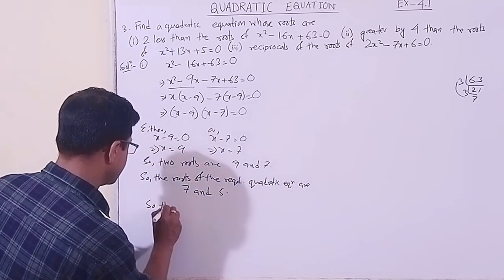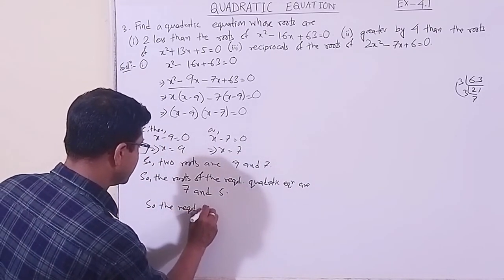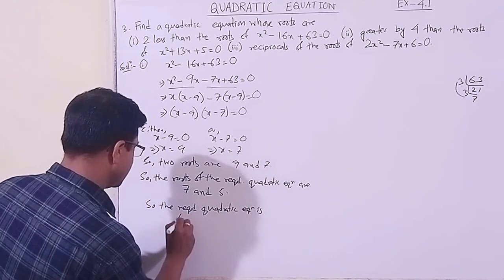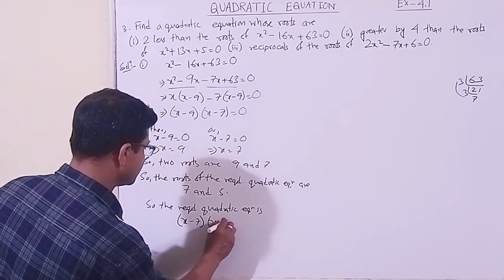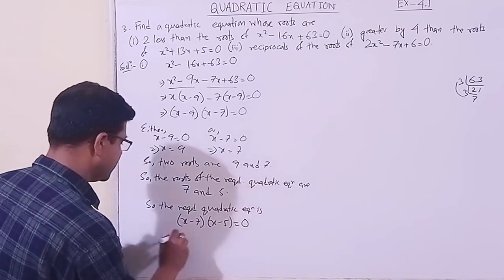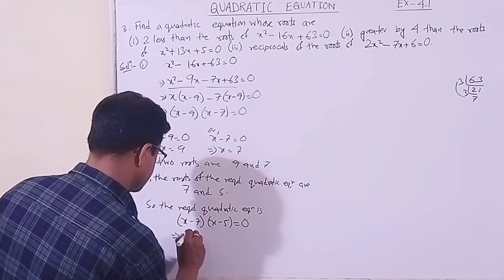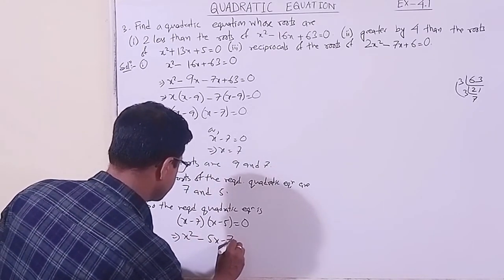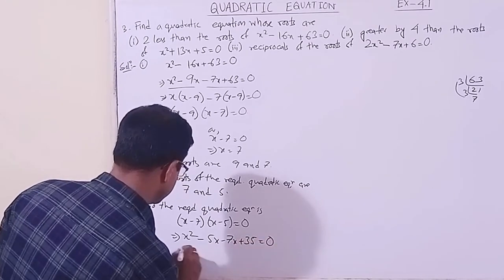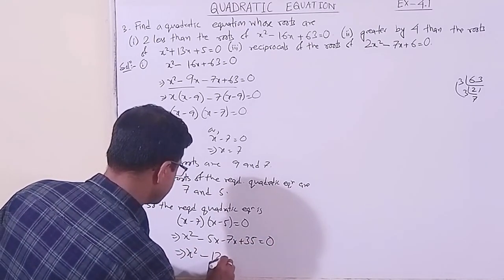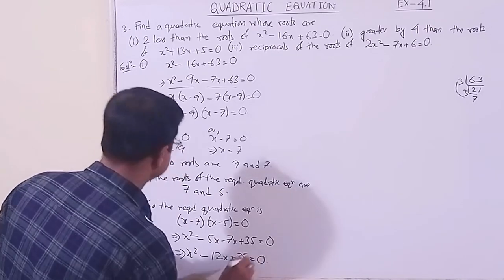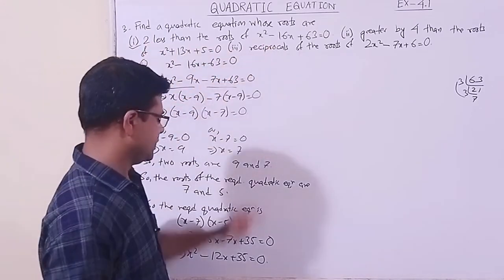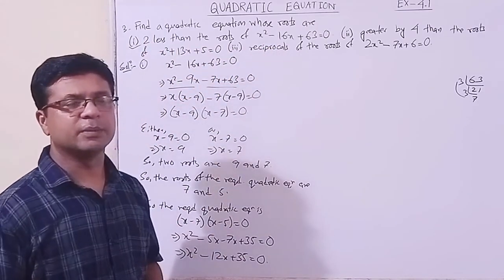So the required quadratic equation is x minus 7 into x minus 5 equal to 0. Can you multiply directly? Okay, let us solve by showing all the steps. X square minus 5x minus 7x plus 35 is equal to 0. X square minus 12x plus 35 equal to 0. In this way we have solved this. That means each root is 2 less than the root of this. Okay, now let us try number 2 and number 3 with another method.